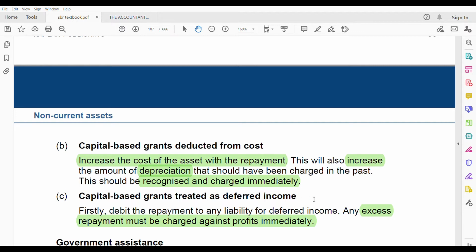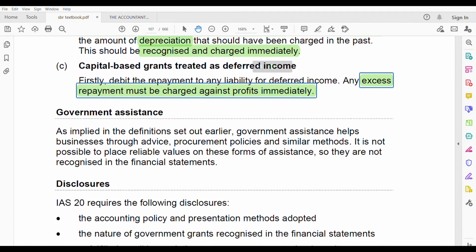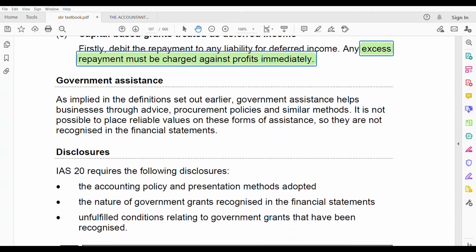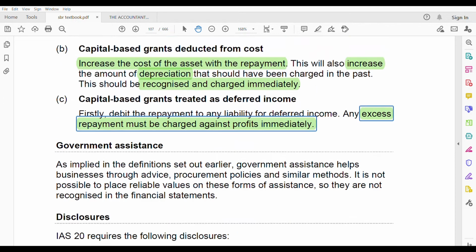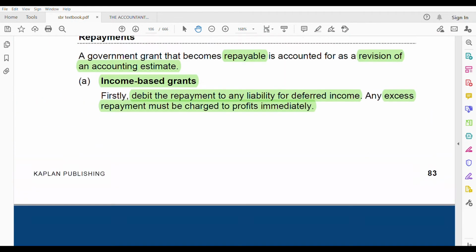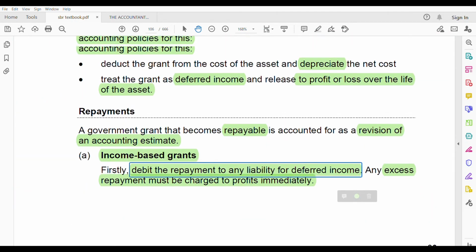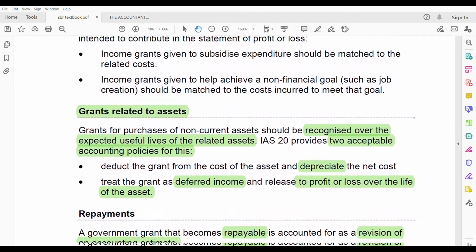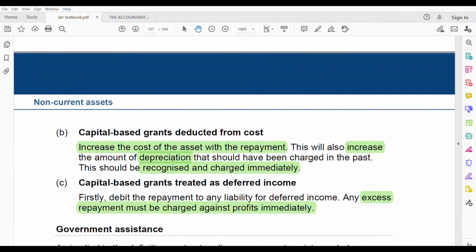Now let us go to the government assistance. Don't confuse the two. Government assistance and government grants are two different things. All of these earlier ones are grants, so make sure you write the word grants, not assistance.